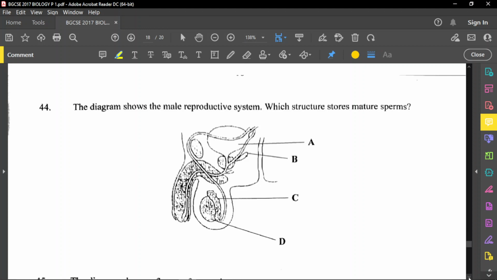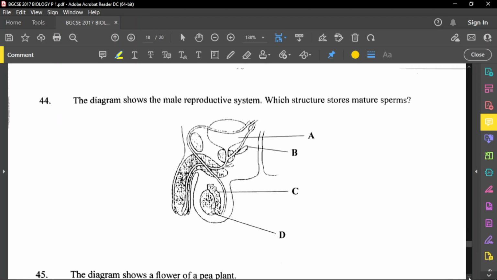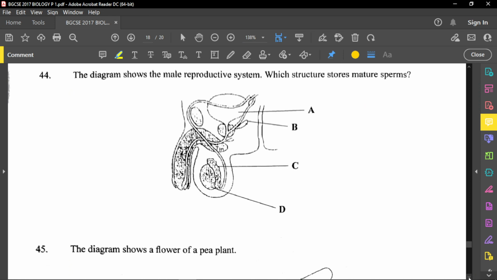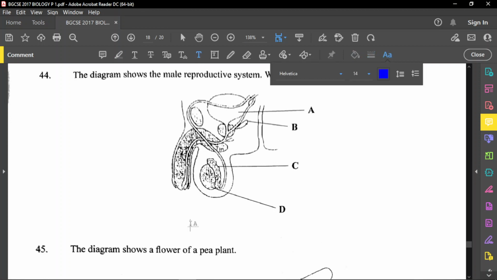44. A diagram shows the male reproductive system. Which structure stores mature sperms? Just to make a note that D is a testis, and the testis contains the seminiferous tubules, and sperms are made in the seminiferous tubules. You can make a note of that. Seminiferous tubules are what make sperms. Let me write that down for you. The seminiferous tubules make the sperm cells, and they are in the testes.